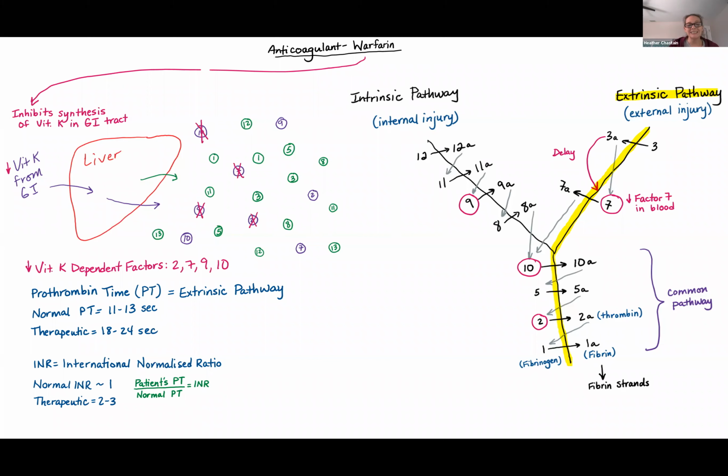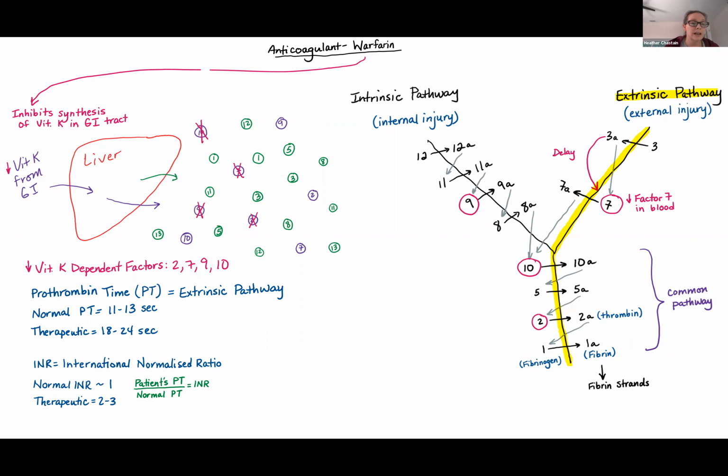So INR is really easy because it tells you really quickly how much longer their clotting time is, as opposed to asking how many seconds the PT is supposed to be and how many seconds they are now. It's a little easier to remember. If the INR is 2, they take 2 times as long as the normal person to clot. If it's 3, it takes them 3 times longer than the normal person to clot. So it's a really easy way to see how they're doing.